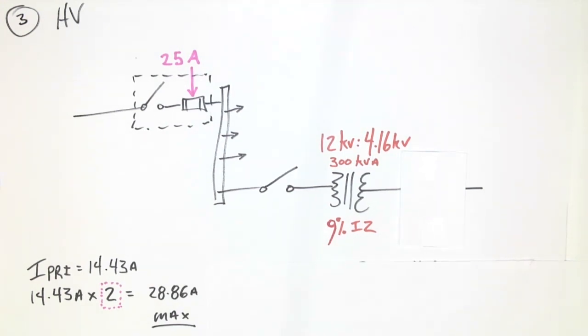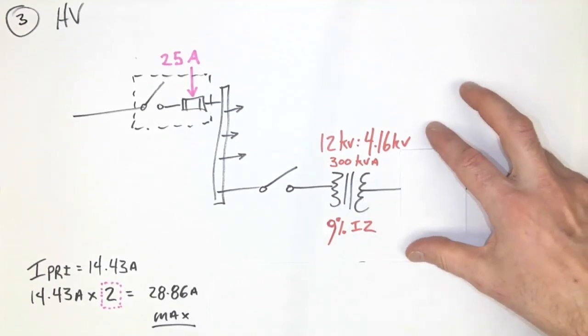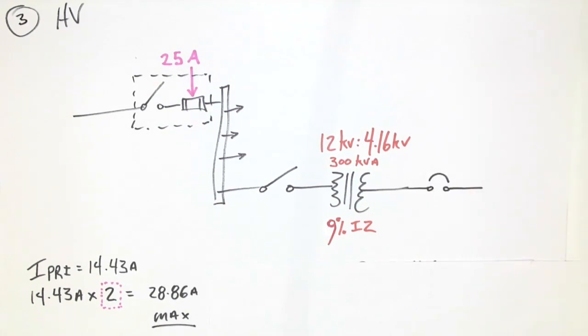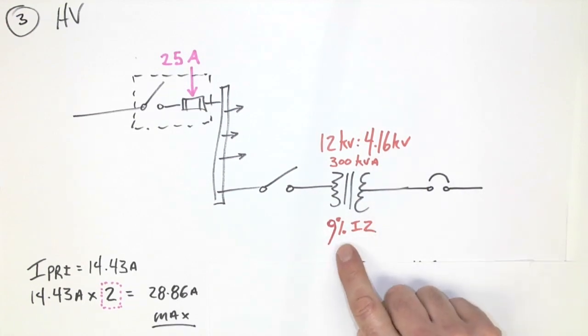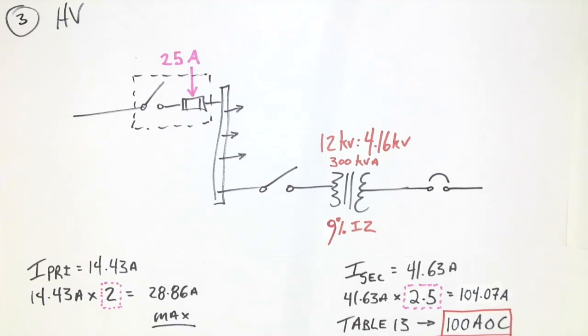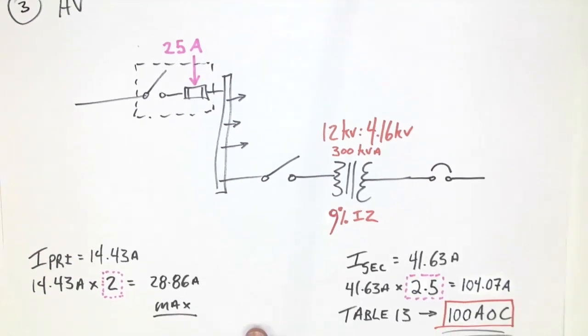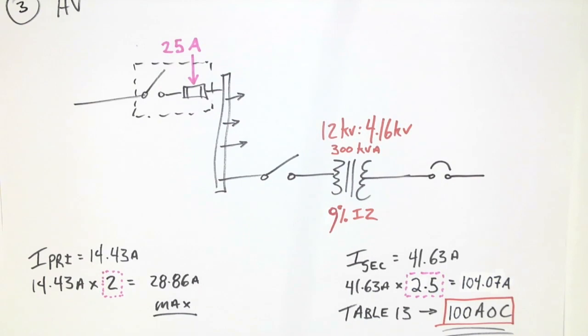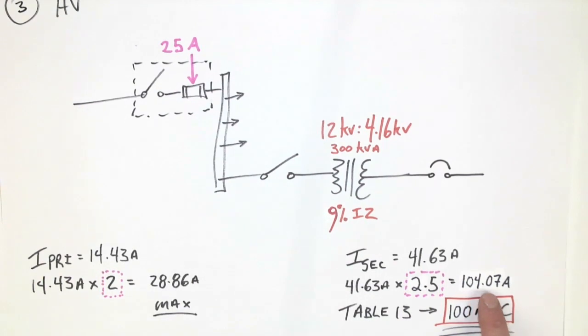The second step to this is then to determine the maximum size of secondary overcurrent to protect the secondary conductors. We need to know what type of overcurrent it is. We're going to use a circuit breaker this time. And the circuit breaker with the high voltage and the 9% IZ will then give us a multiplier of 250%. So 41.63 amps times 2.5 gives me 104.07 amps. Again, we are not permitted to exceed this maximum, which means when we go to Table 13, we must choose the value that is just lower than 104, and that gives us a 100 amp circuit breaker.